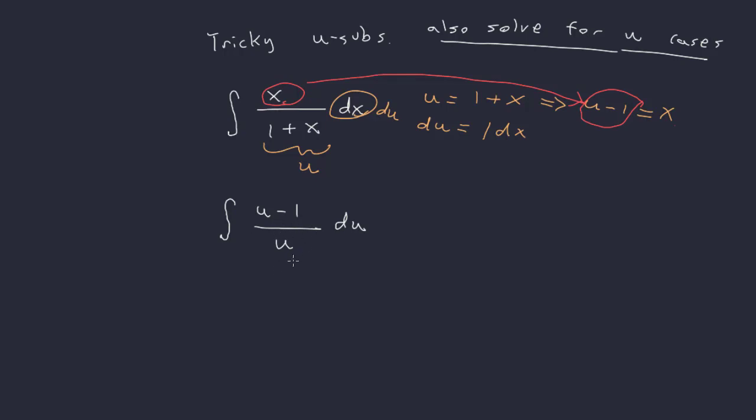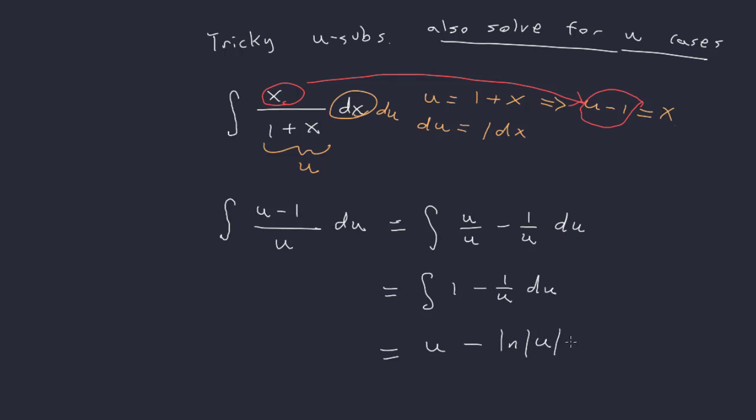But that is actually what makes this so much nicer, because now I can actually split this fraction up. Right? I can say this is u over u minus 1 over u du. So now this is the integral of 1 minus 1 over u du. And now we can just integrate this. Integral of 1 in terms of u will just be u. Integral of 1 over u, don't forget, that's going to be our natural log, absolute value of u. And we'll throw in our plus c.